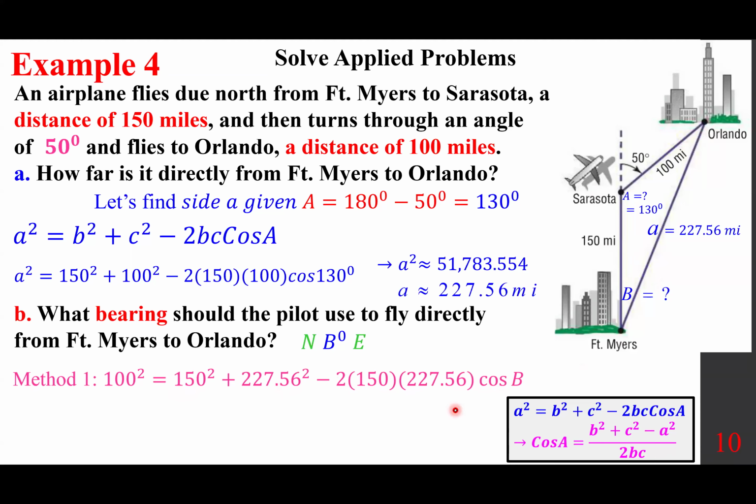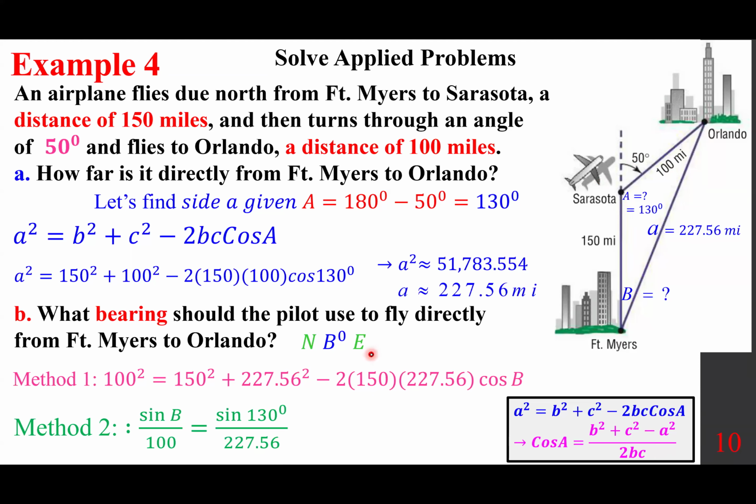The other one is that we don't have B, we have the opposite side. We also have A and the opposite side. So we can use the sine law and say sine B over 100 is sine of 130 over A, which is 227.56. So you have two ways of calculating this. And I'm going to leave it for you to calculate them. I will give you the answer.